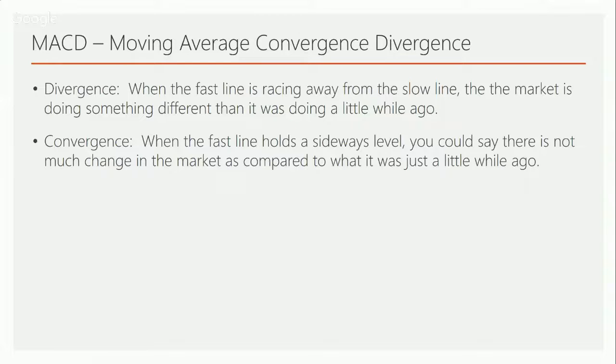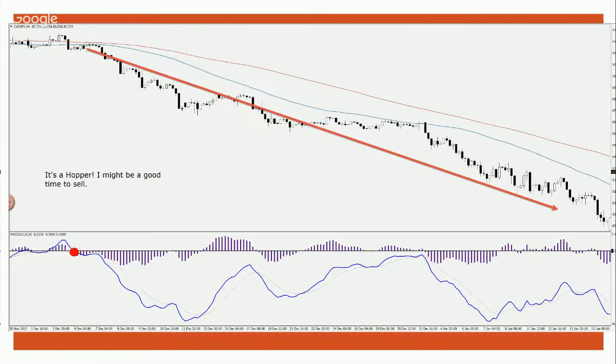And today we're going to get a little deeper into our discussion and into our study together of the MACD. MACD stands for Moving Average Convergence Divergence. Divergence is when a fast line is racing away from the slow line. The market is doing something different than what it was doing a little while ago. When something's on the move and something's happening, we're going to get divergence of our fast line racing away from the slow line. And convergence happens when the fast line holds a sideways level long enough that you could say there's not much change in the market as compared to what it was doing a little while ago. And as the fast line holds a sideways level, the slow line can catch up to it. So that's just a real quick explanation of divergence and convergence that you can't see in the MACD, but the MACD is looking at in the background.